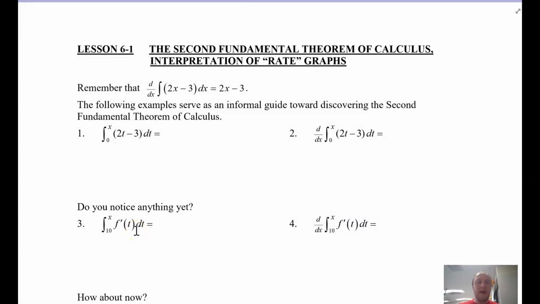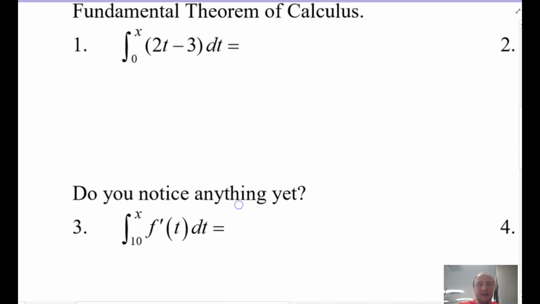Start off by remembering that when we integrate a function and then take the derivative of that, what we really get, the answer, is just the integrand. So here we have some examples that follow that idea, and we're going to help develop the second fundamental theorem of calculus.